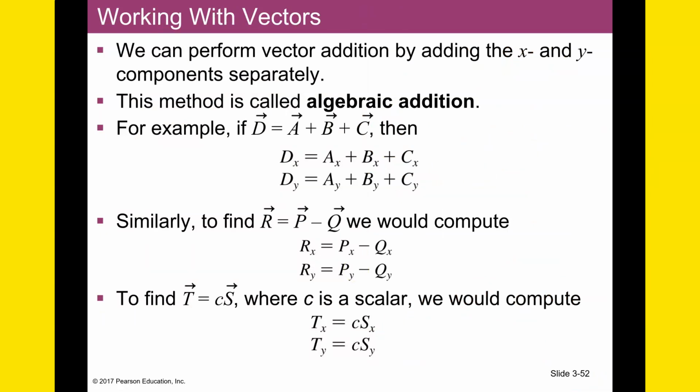So we can perform vector addition by adding the x and y components separately. This method is called algebraic addition. This is what I've been telling you to do the whole time. You break every vector down into its horizontal and vertical components. Then you add the vectors by simply adding their components as if you're combining like terms.